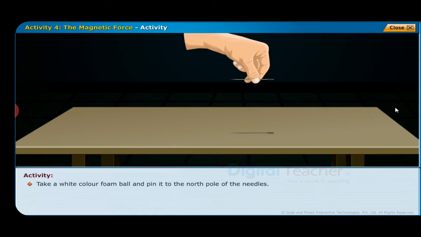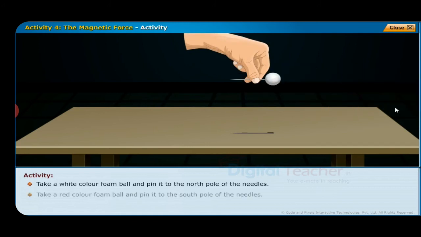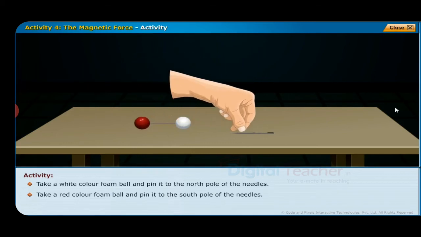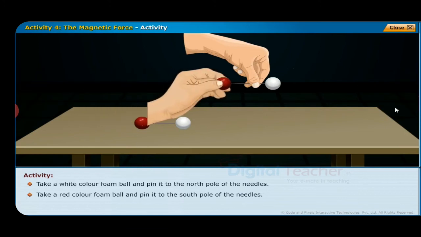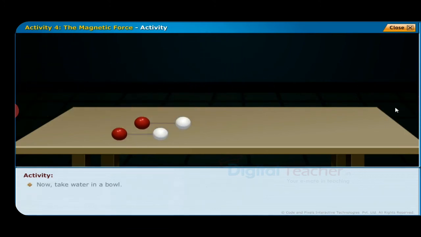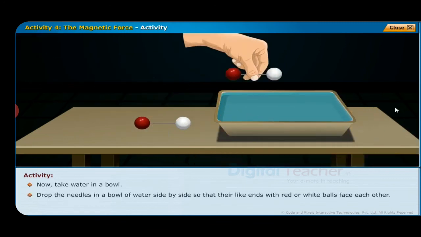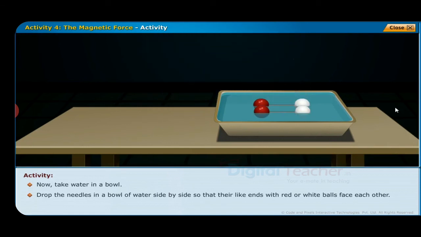Take a white color foam ball and pin it to the north pole of the needles. Take a red color foam ball and pin it to the south pole of the needles. Now take water in a bowl. Drop the needles in the bowl of water side by side so that their like ends, with red or white balls, face each other. Observe the changes.